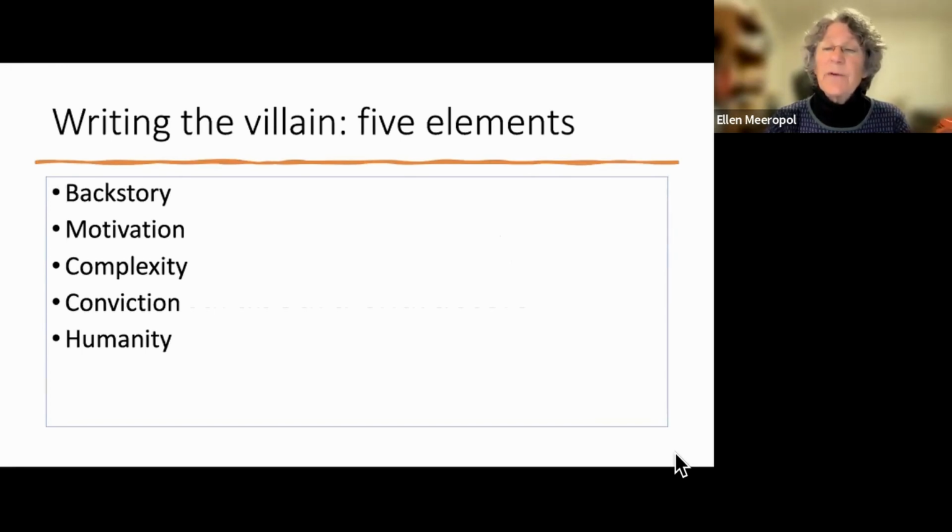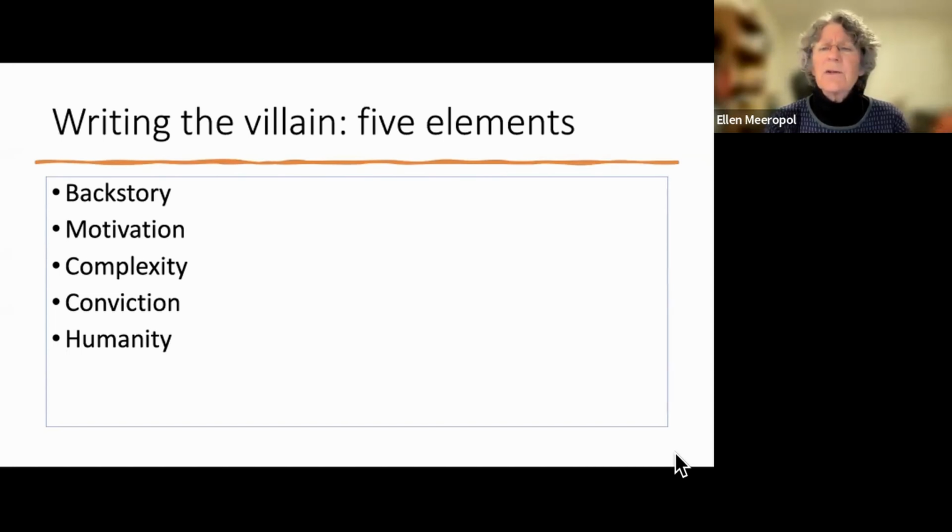Developing a villain, whether it be a stranger or a sister or society, we need to consider 5 main issues. First is backstory. What happened to this character to bring her to this place? Motivation. What drives this character? What do they want? What do they need, or what do they think they need?